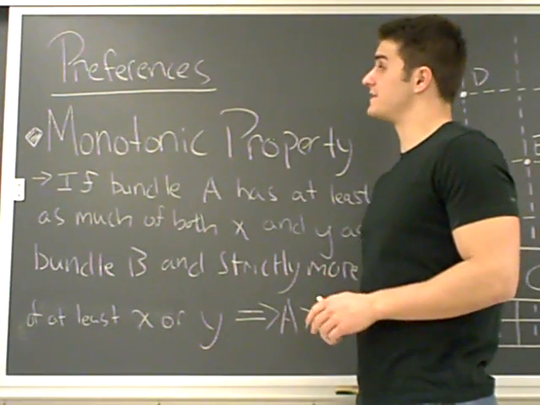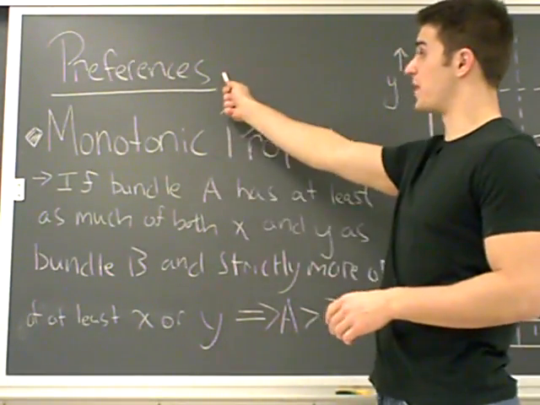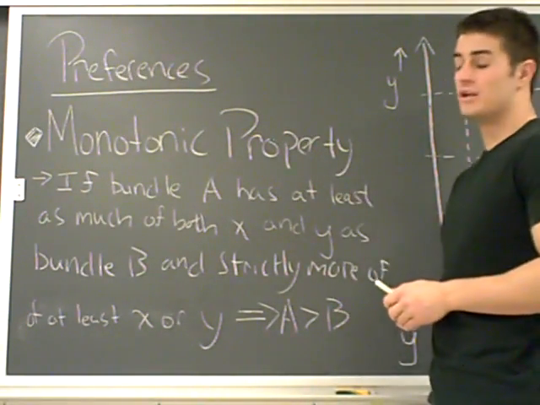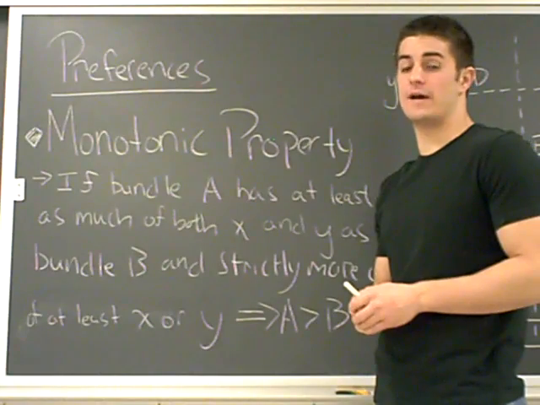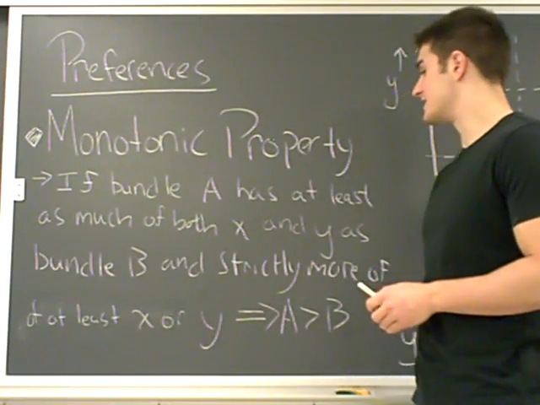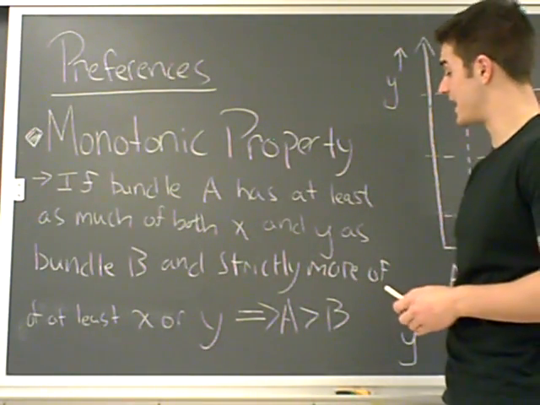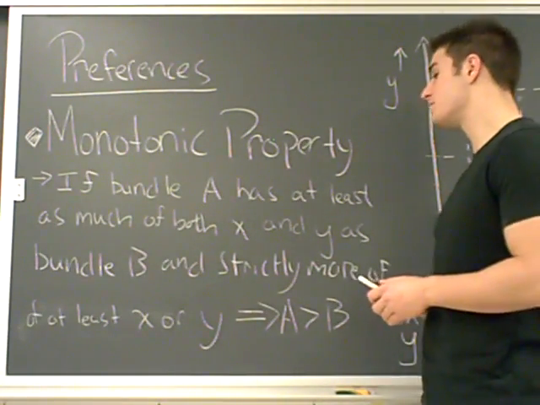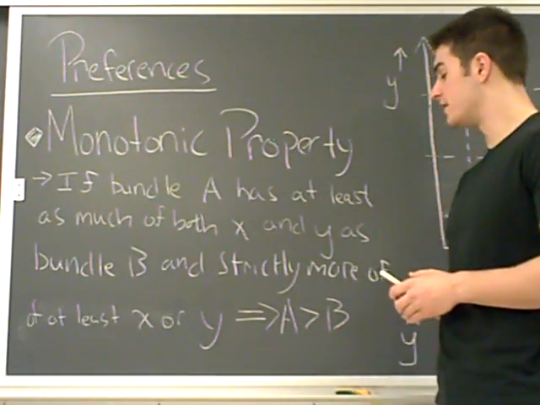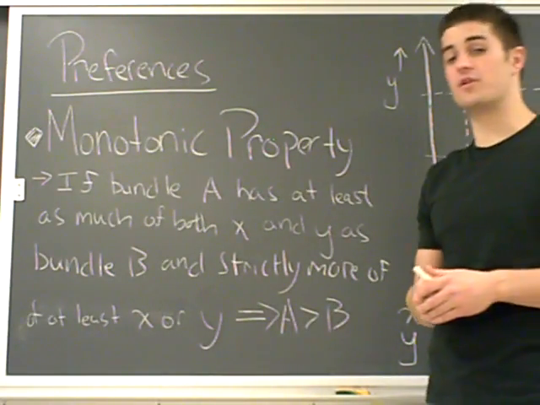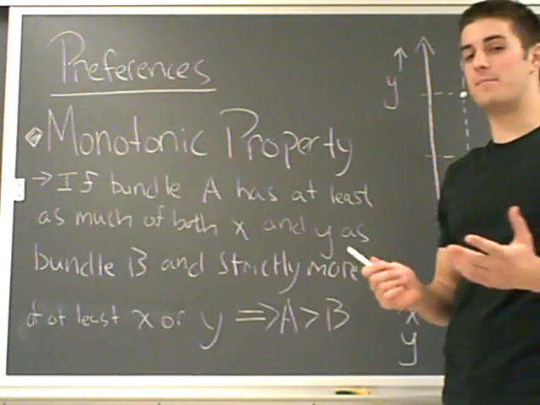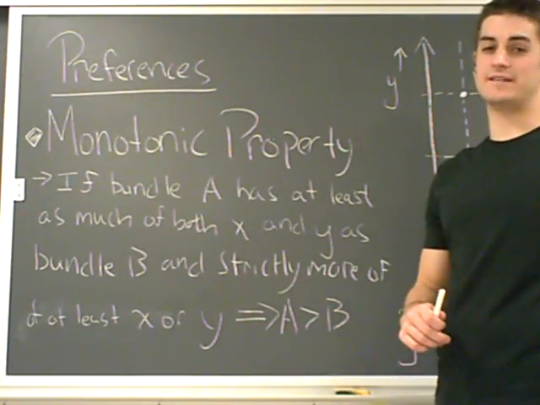This video podcast is going to contain information on consumer preferences, in particular the monotonic property of them. Let's start with a definition to get it out of the way. If bundle A has at least as much of both good X and Y as bundle B, and bundle A has strictly more of at least X or Y, then bundle A will be strictly preferred to bundle B. Now let's use a graphical explanation to get a better idea of what's going on in this definition.